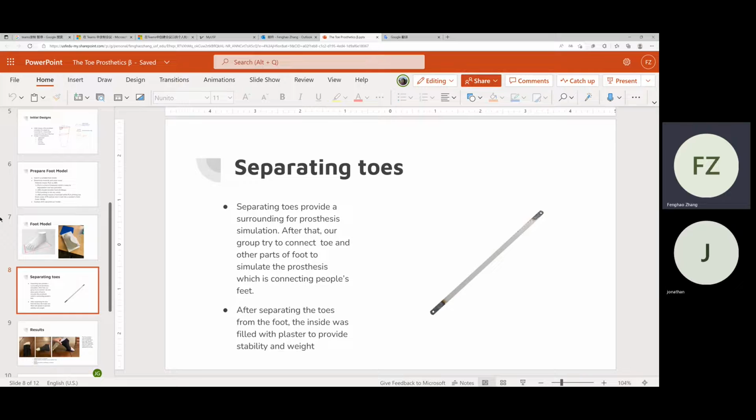Next, we will be separating the toes. Separating the toes provides a surrounding for process stimulation. After that, our group tried to connect the toes and other parts of the foot to simulate the process, which is connecting people's feet. After separating the toes from the foot, the inside was filled with plaster to provide stability and weight. On the right picture, here is the tool which we used.